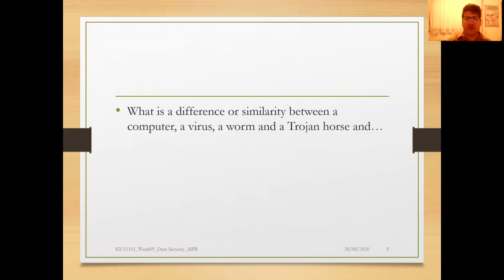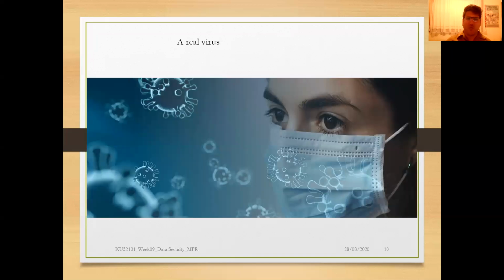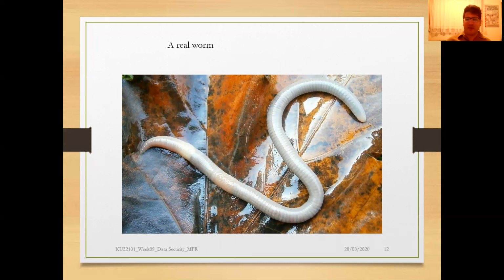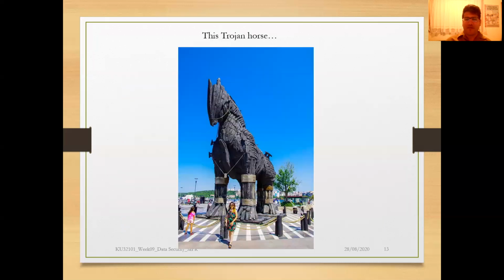Okay, so I'm going to ask you this question, but I want you to answer it in the practicum session. What is a difference or similarity between a computer virus, a worm, and a Trojan horse, and a real virus? Okay, so a real or a biological virus is a very small, simple organism that infects living cells. So I want you to tell me, what's the same or different with an artificial computer virus and a biological virus? Okay, what's the same and what's different with a real worm and a computer worm? And what's the same or different between this Trojan horse and a computer Trojan horse?